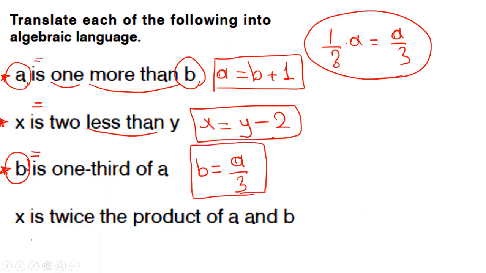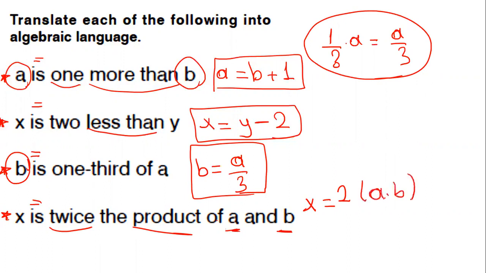And the other one, x is twice the product of a and b. See, the question is saying x is twice the product of a and b, not just a or b, but a and b, both of them. That will be like this: x equals twice, 2 times, the product of this and this. We will open the bracket, a times b, close the bracket.